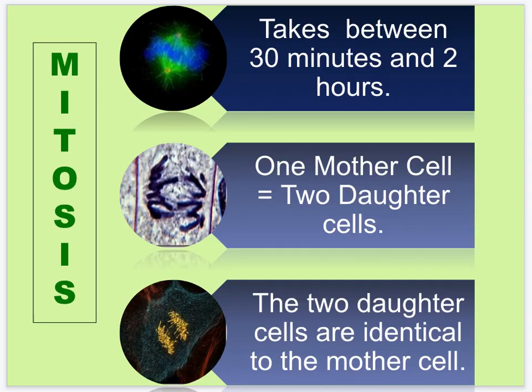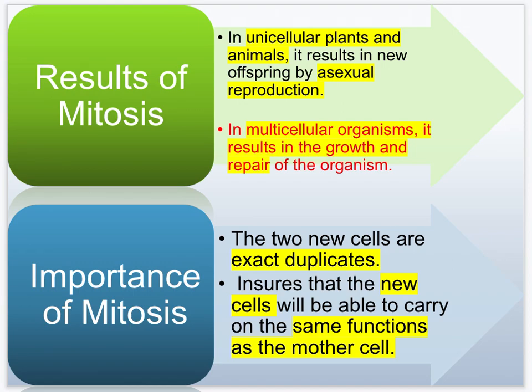So, to recap mitosis, it takes a while. It takes around 30 minutes to 2 hours. One mother cell makes two daughter cells, and the two daughter cells are totally identical. The result is that for unicellular plants and animals, this is a type of asexual reproduction. So, mitosis is just the splitting of your cells. You didn't need sexual reproduction for that. It's an asexual process. And in multicellular organisms, it helps repair and it helps grow the organism.